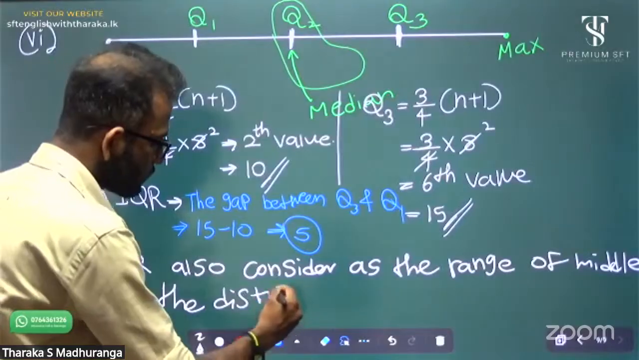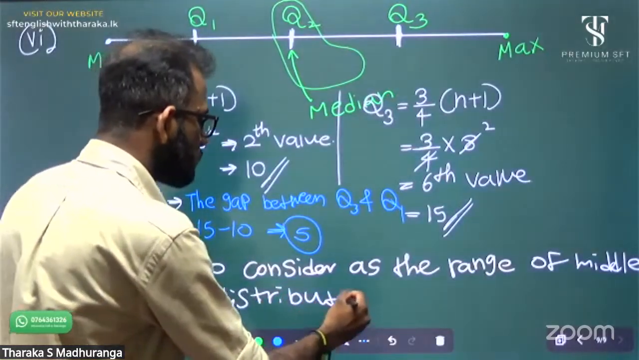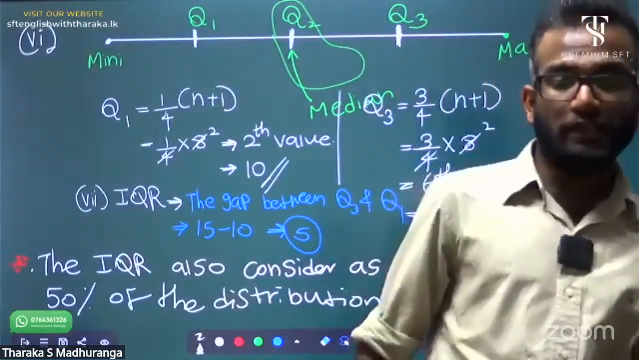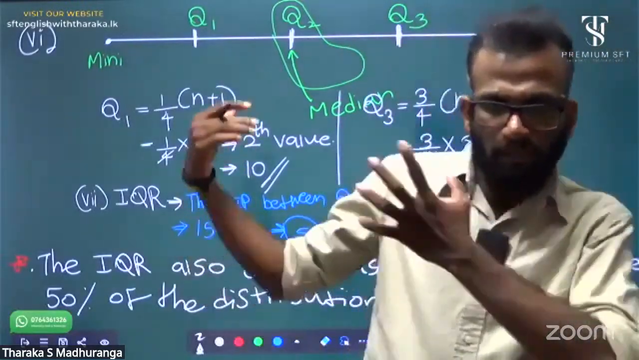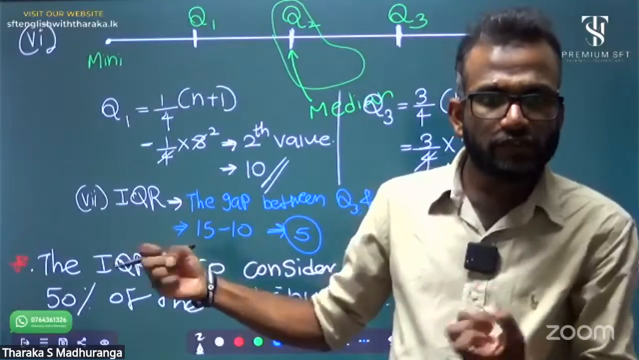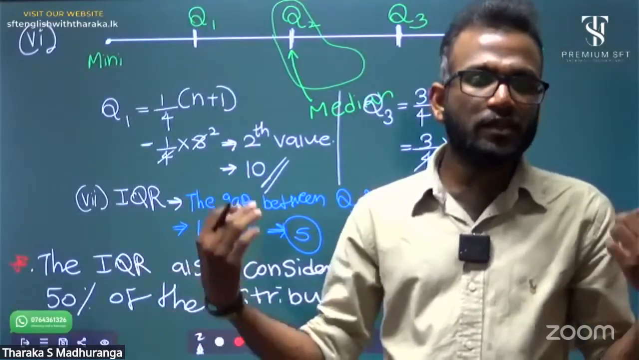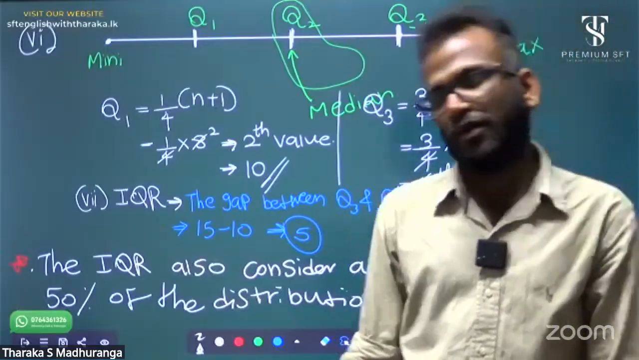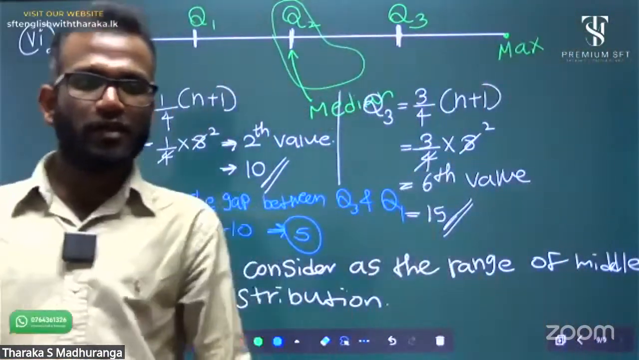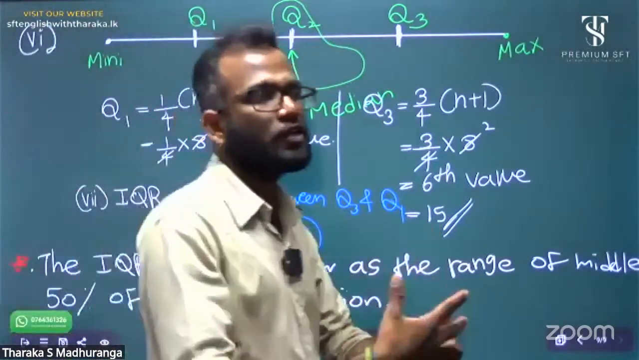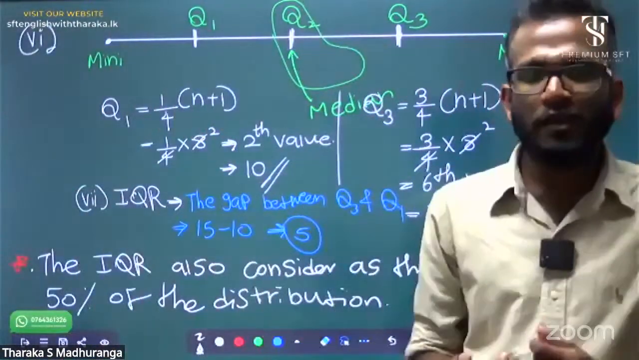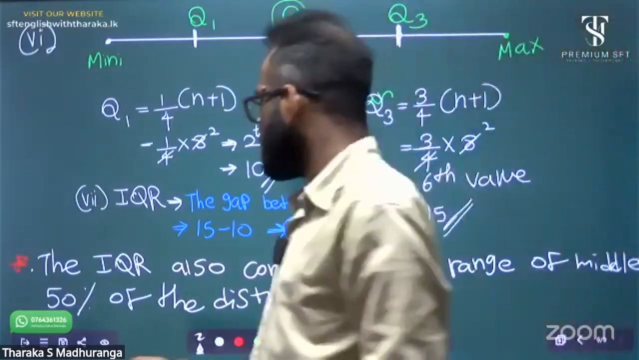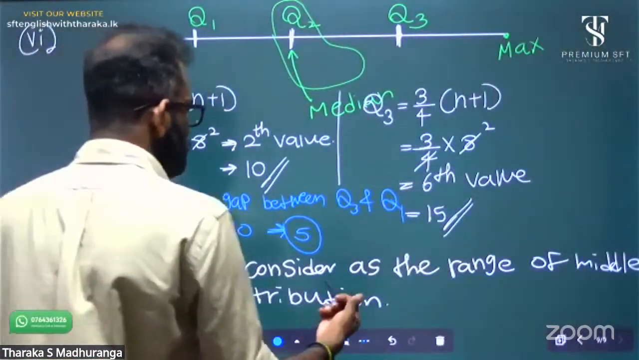Okay, in 2017 there was an exam question like this. The final question was to calculate the range of the middle 50% of the distribution. A lot of students were confused. They didn't know the meaning of range of middle 50%. What is the range of middle 50%? It is the interquartile range. That is another name for it.